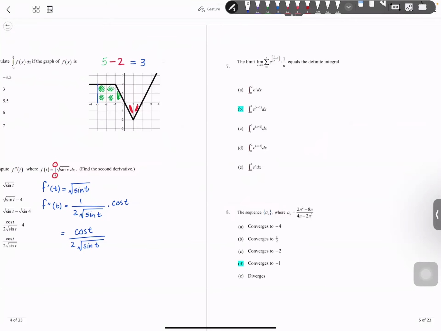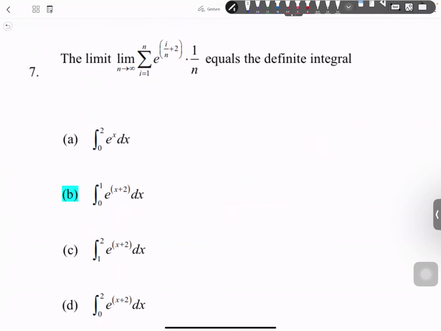All right, number 7. Problem number 7 is a proper definition of the integral problem. We are asked to find which one of the following integrals matches the limit as n goes to infinity of the sum as i goes from 1 to n of e raised to the i over n plus 2 times 1 over n. I know y'all hate these problems.